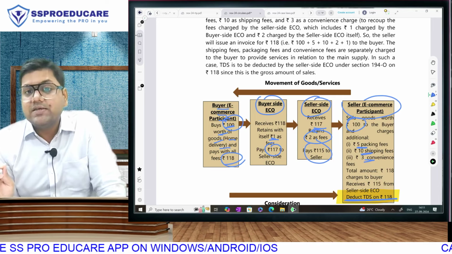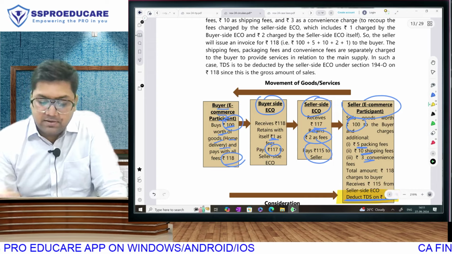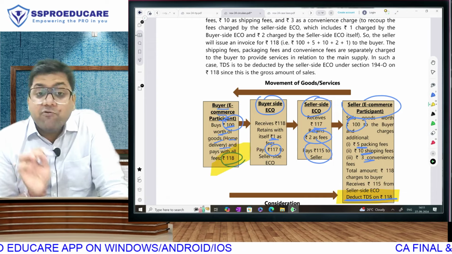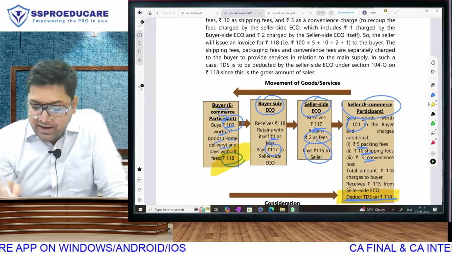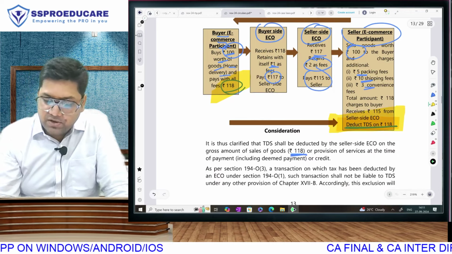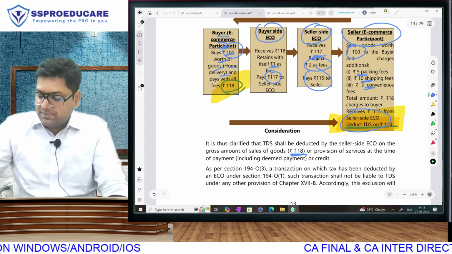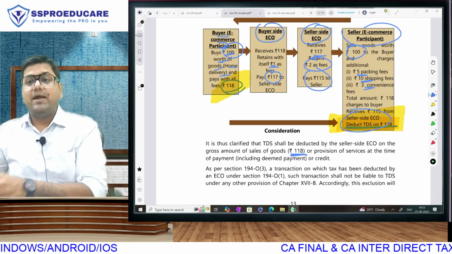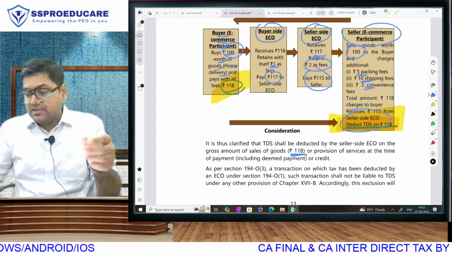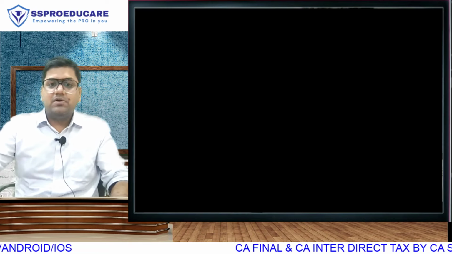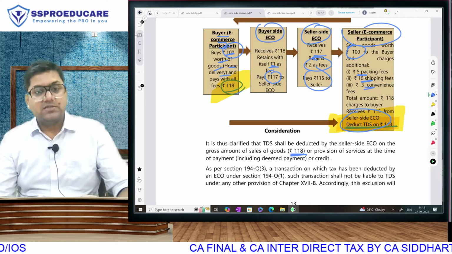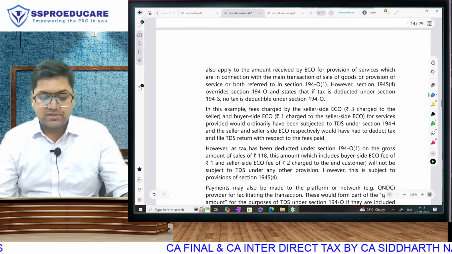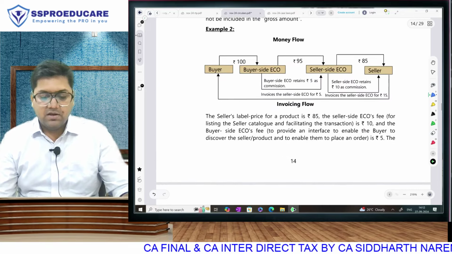At the end of the day, the question is, how much money did the buyer pay? 118. From the buyer's pocket, what money left? 118, and that is the amount on which TDS is going to be applicable. TDS will be applicable on the gross amount that has left the buyer, is what you need to understand. This is the short summary of all the situations or permutations that they have given out here.